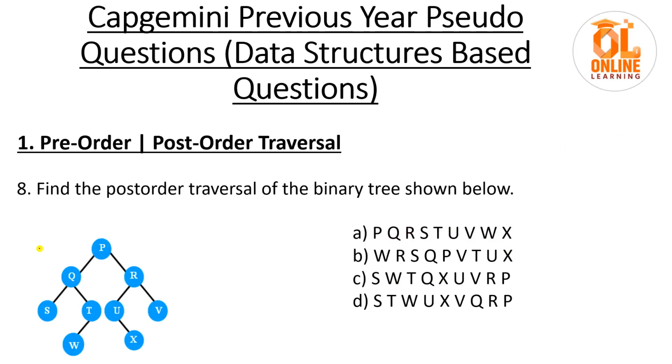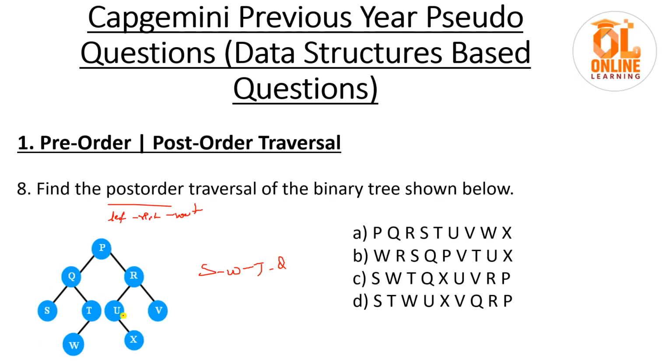Okay, find the post order answer for the given binary tree. Post order: left, right, root. First left is S. Okay, S visited, and in the right part S, T, W. So W is visited, there is no right part, so T will be visited here. Left and right are done, Q will be visited, that's the root for this.